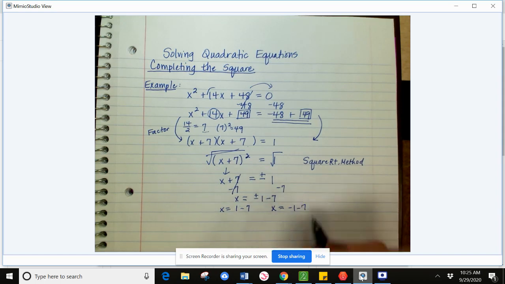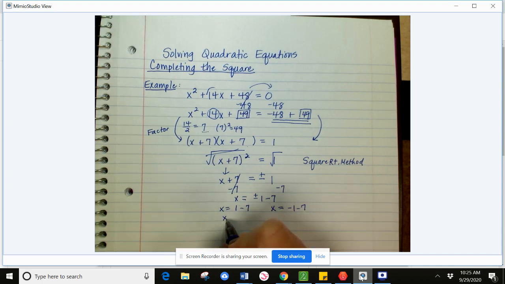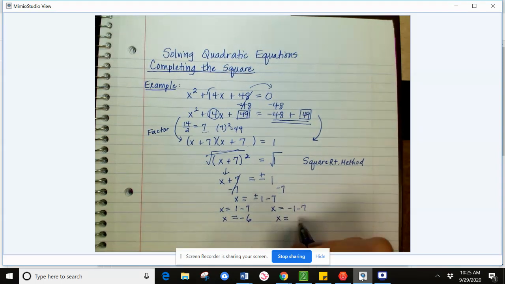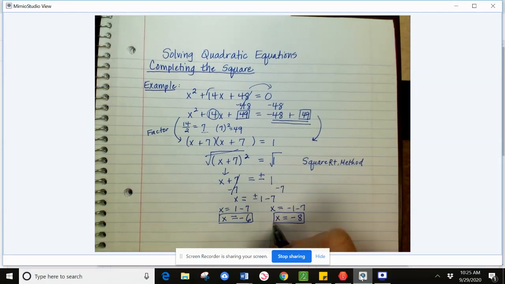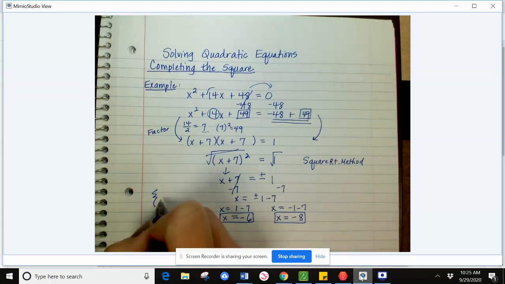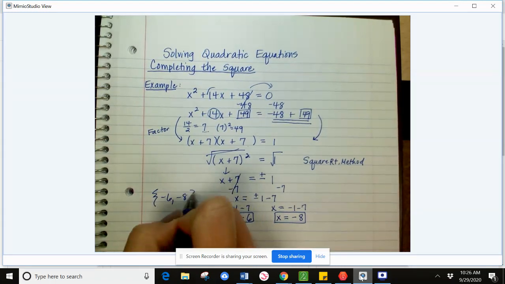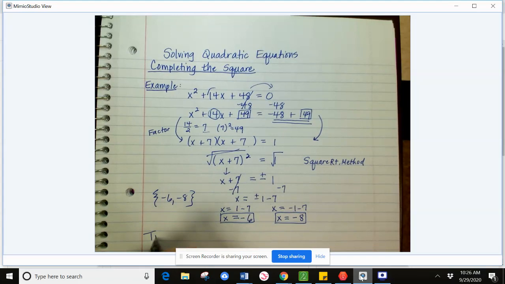So don't leave your answers unsimplified if you can simplify them. 1 minus 7 will be negative 6, and negative 1 minus 7 will be negative 8. So there are your two answers for this quadratic equation. We used the completing the square method, and I'm going to give you one to try.